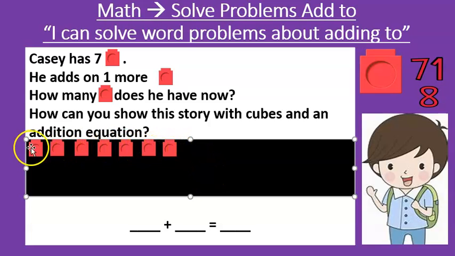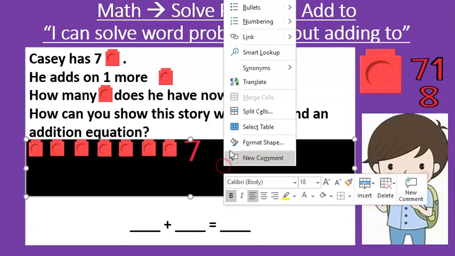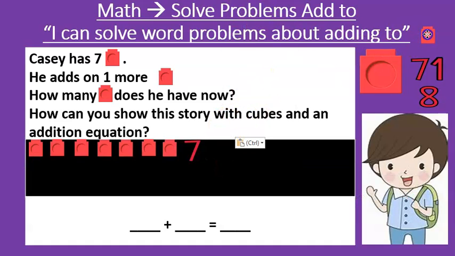We have 7 cubes here because it says Casey has 7 cubes. So here's what we got to do. We got to put number 7 here, okay? Because that shows that there are 7 cubes there. Now, let's keep reading on. Here we go. It says, he adds on 1 more. Okay, let's read it again. He adds on 1 more cube. Okay, so he adds on 1 more cube to the 7 that he has.